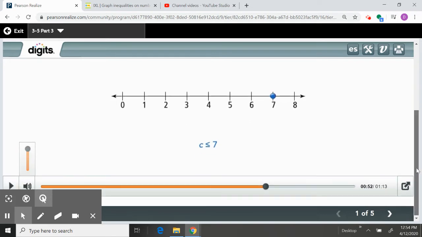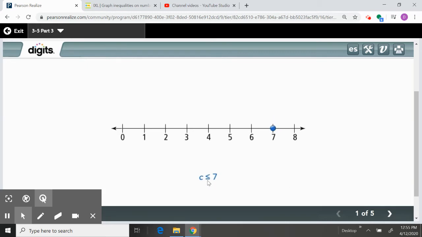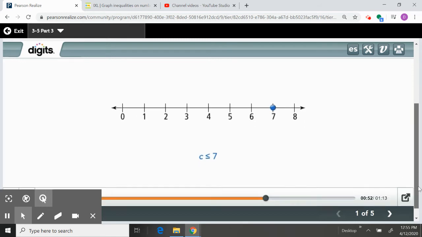Okay, so here we have the closed circle because they're saying less than or equal to 7, meaning 7 is part of it. Okay, so you would fill in the circle. So think less than or equal to 7. So less than, would that be going to the right or to the left? So think about it, less than 7, is that to the right or left? So think about that before Digits shows you.